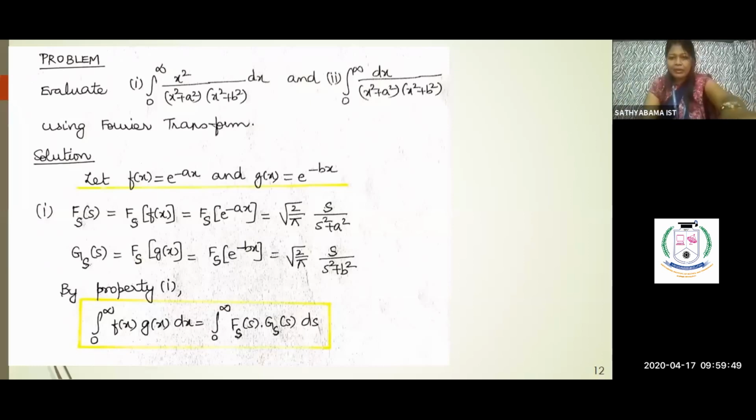What is f of x? e power minus ax. What is g of x? e power minus bx. On the right hand side, what will you substitute? What is Fs of s? It is root of 2 by pi, s by s square plus a square.